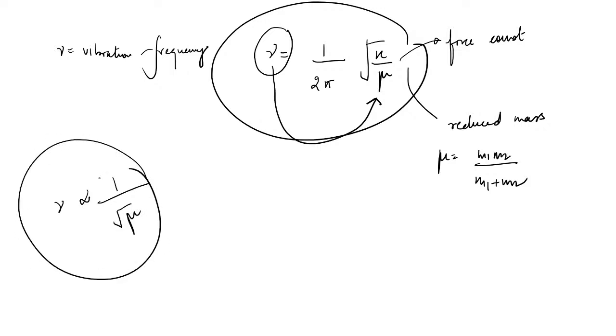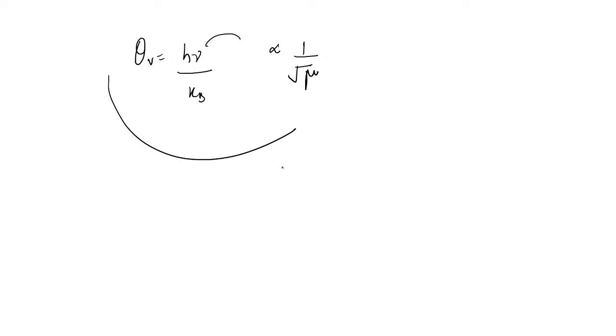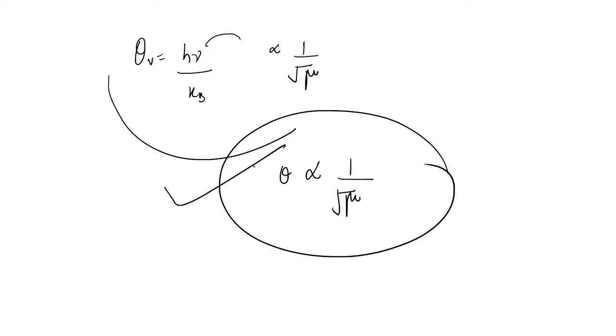So I hope this point is very much clear. So now what can I write down? That theta vibrational is h nu by kb, and nu is inversely proportional to the square root of mu. So can I say that theta is going to be inversely proportional to the square root of mu? Can I say this thing? Theta is inversely proportional to the square root of mu. Definitely that is correct, because we know nu is inversely proportional to the root of the reduced mass.